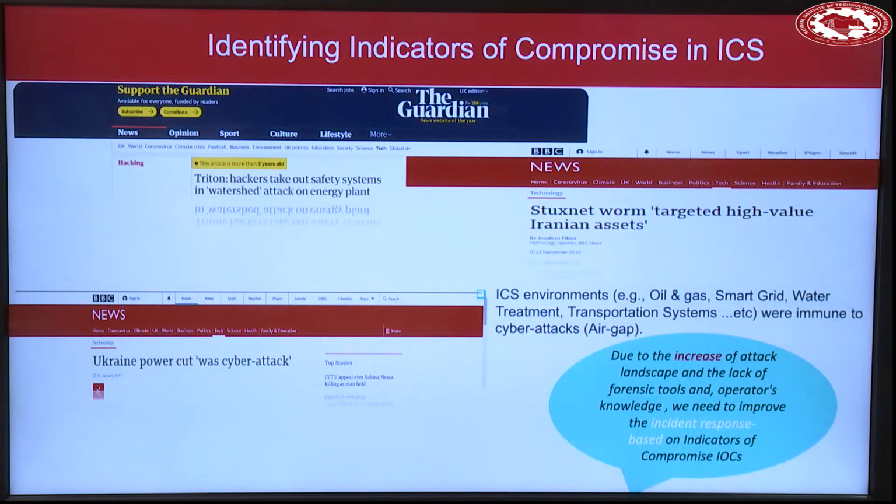In ICS, industrial control systems, particularly in smart grid, there are a number of attacks being targeted. We talked about Stuxnet the other day. The Stuxnet worm targeted high-value Iranian assets. The intention of Stuxnet was to damage the components which have high value, the rotors, the centrifuges that create centrifugal force. The Ukraine power cut was a cyber attack. We'll talk about the Ukraine grid in a minute, maybe.